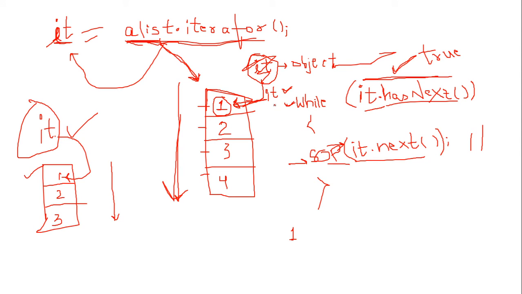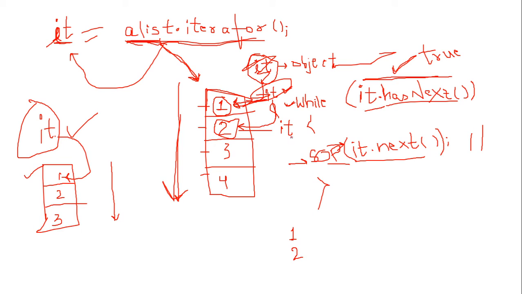Again it.next. So with the help of it.next, what will happen, it will start pointing to this second element. As of now it will not be here. It will be pointing to this, here is the iterator. So our object started pointing to the second element, and if it is able to point to the second element, then we can also print this element with the help of system.out.println. So you can see 2 will be printed.